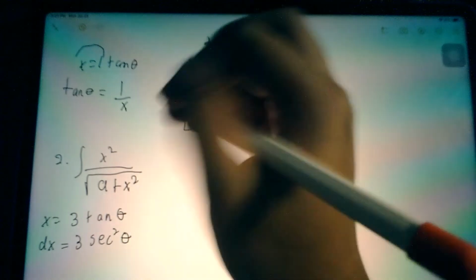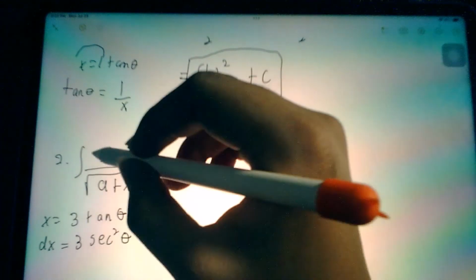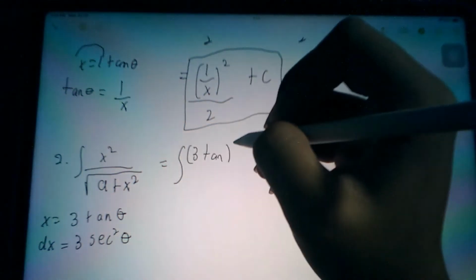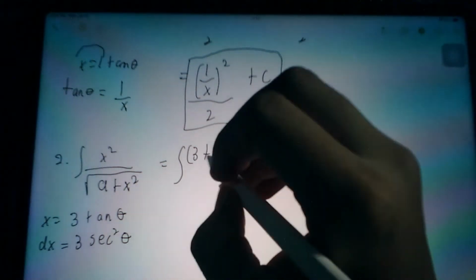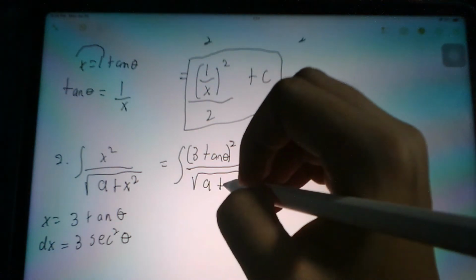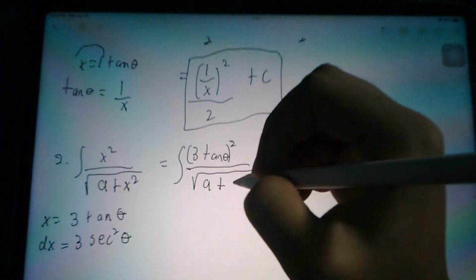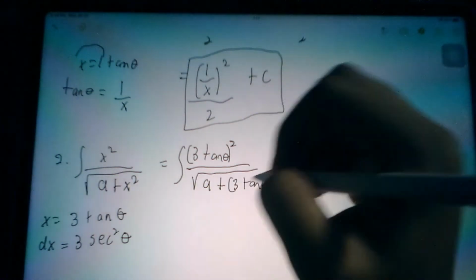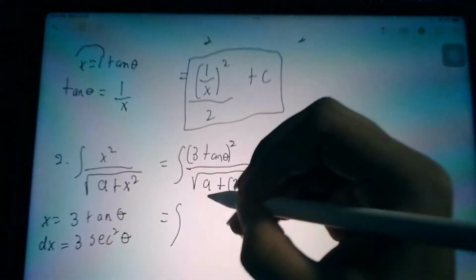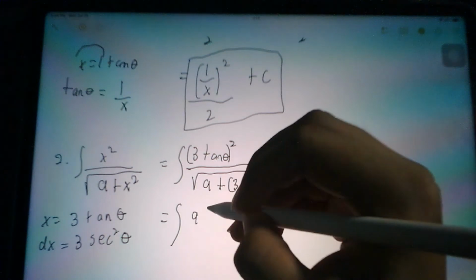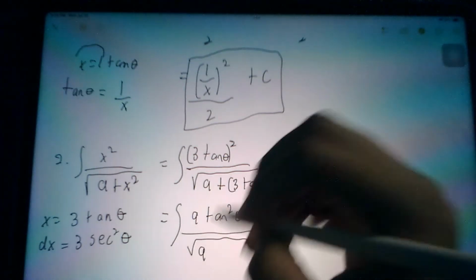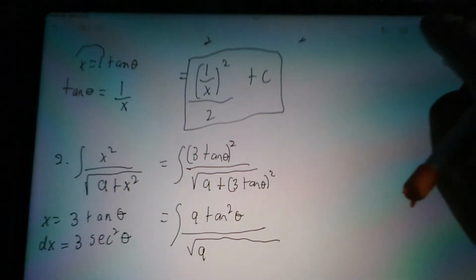Now by replacing x here, this will become 3 tangent squared theta over the square root of 9 plus, x here is 3 tangent of theta, 3 tangent of theta squared. Now we simplify this equation. So 3 squared is equal to 9 tangent squared theta over the square root of 9. We erase this.